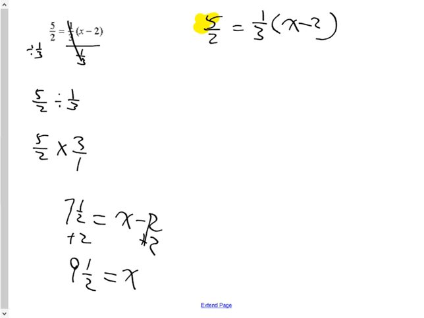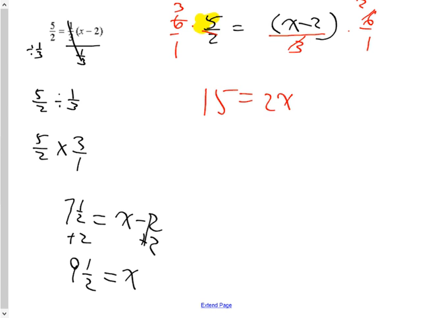Over here, if I change this to this instead, right? Instead of a third of x minus 2, I write it as x minus 2 divided by 3. And I multiply both sides by 6. I'm going to get 15 is equal to two groups of x minus 2. And two groups of x minus 2 will be 2x minus 4. I have to take that x minus 2 and multiply it by 2 using distributive property. Add 4 to both sides, I get 2x equals 19. Divide both sides by 2, and x still equals 9.5.